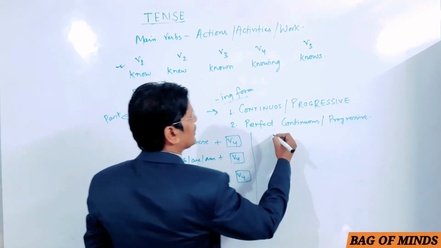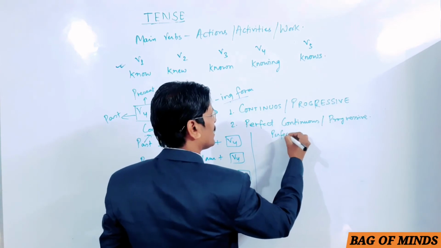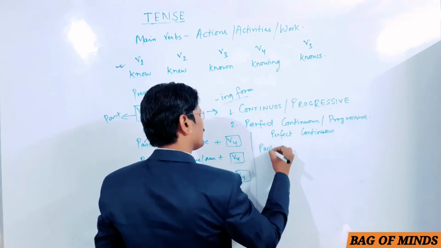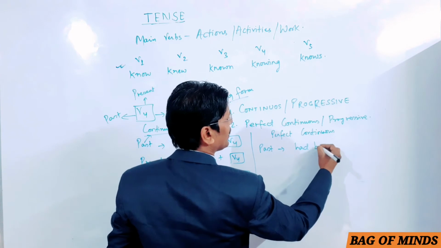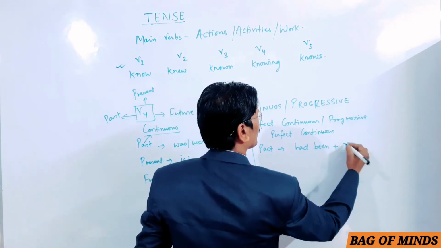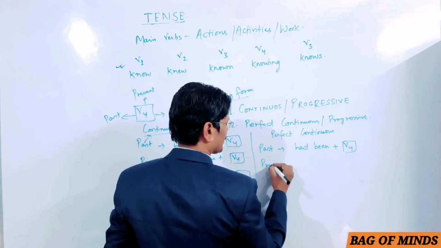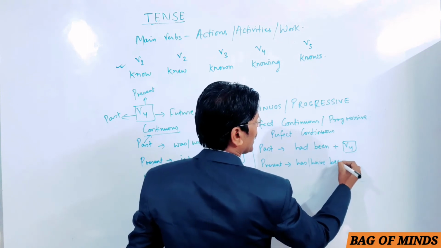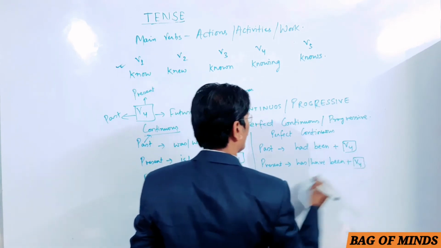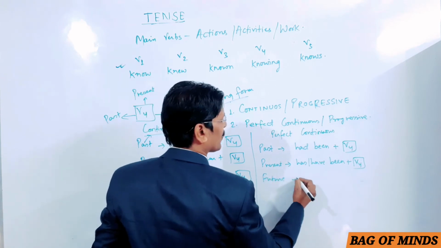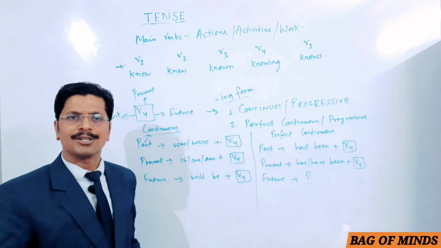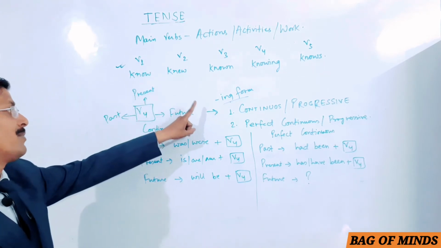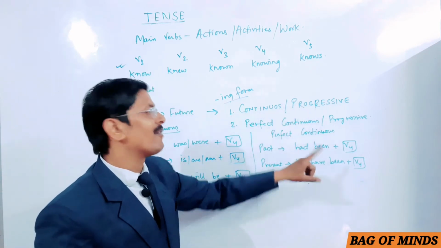Now let's move towards the other category, which is perfect continuous. Perfect continuous means for past, the form will be had been plus V4. Always. If you talk about present, then has or have been plus V4. Future, let's put a question mark for perfect continuous. I'll tell you why. First of all, let's understand about V4. ing form of the verb, it can be used for continuous or perfect continuous category.